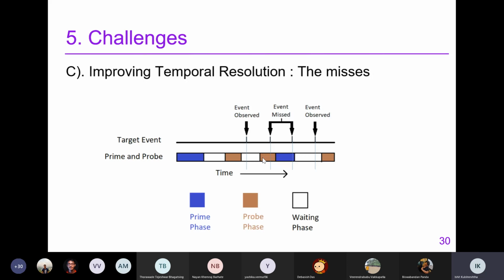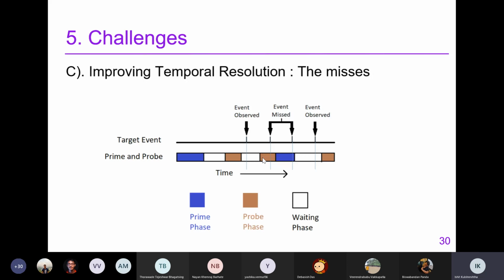After that, a window again arises, the waiting phase, and one event occurs again. And in the next probe phase, we'll observe it. But the middle two events, we would probably miss. So this is one thing.